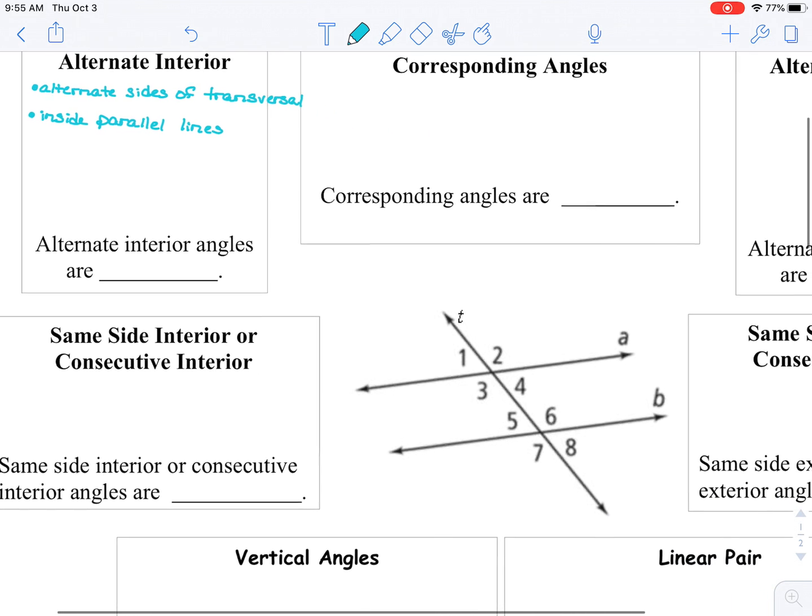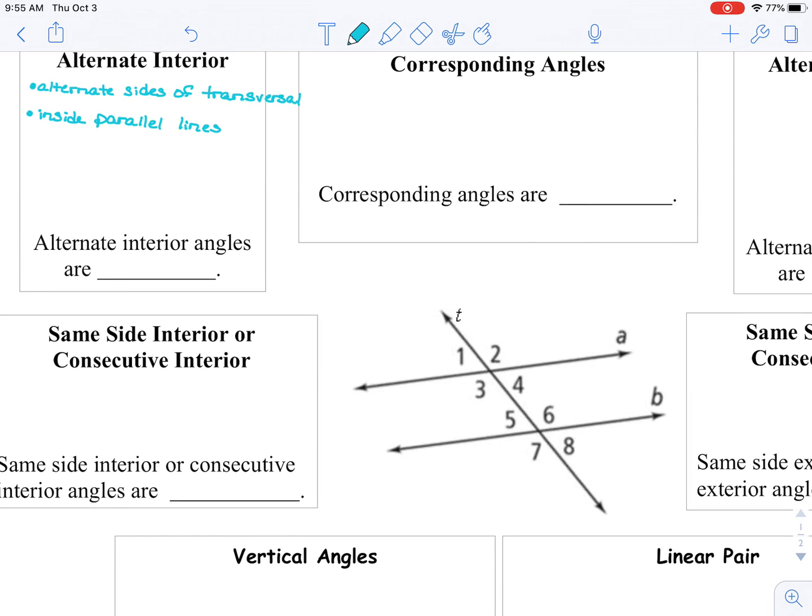So in our picture, we need to be inside these parallel lines. So you cannot be outside. You cannot be 1 or 2. You cannot be 7 or 8. They need to be on different sides of the transversal, and I also need to put on here that they are not adjacent angles. They're not next to each other. So don't tell me angle 3 and angle 4. You can use angle 3, but it would pair with angle 6. That way you're on alternate sides of the transversal. You hopped across this line, but you ended up still being inside the parallel lines.